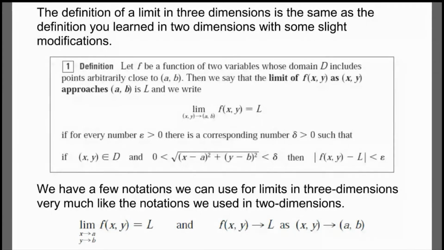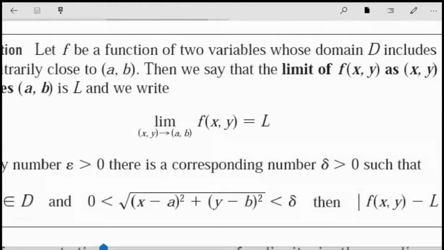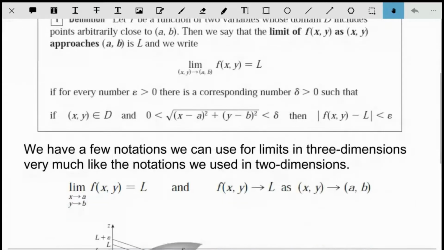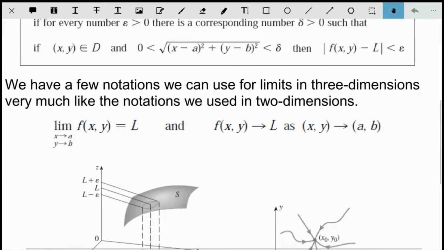Now, there is some notation here that I want you to notice. We have slightly different notation because we've got more variables. You can see here it says the limit as (x, y) approaches (a, b), where before we would have seen the limit as x approaches a, or whatever it happened to be. Now we have to consider that we're approaching in both the x and the y direction at the same time.